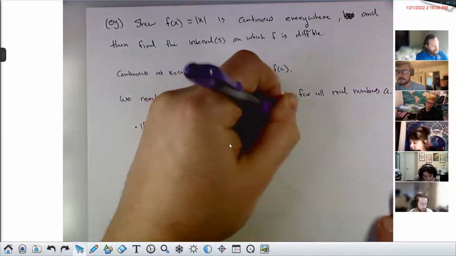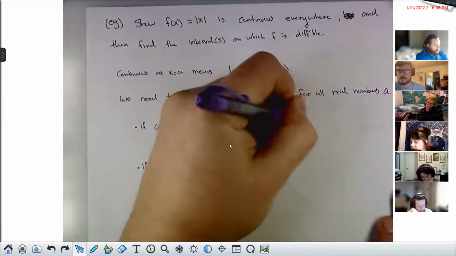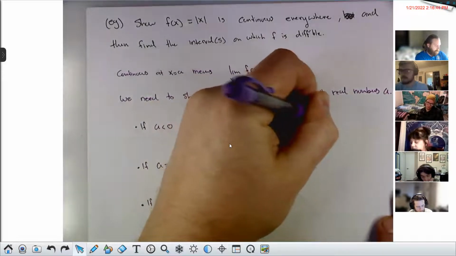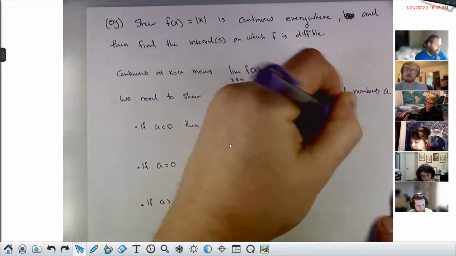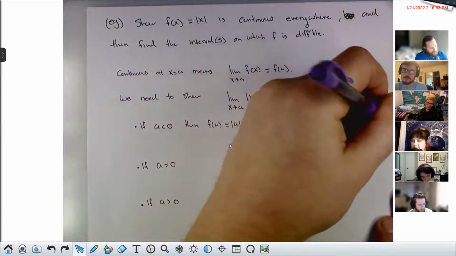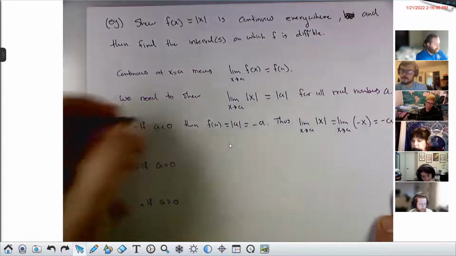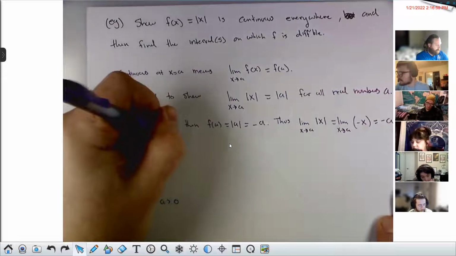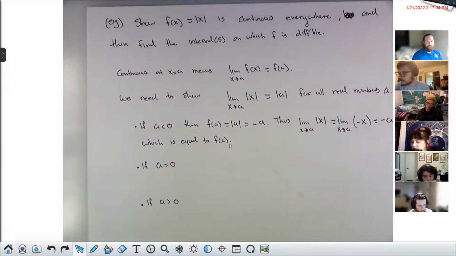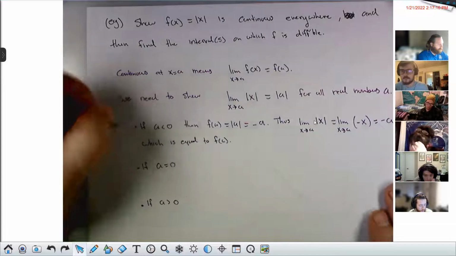Thus, the limit as x approaches a of the absolute value of x is the limit as x approaches a of negative x, which is negative a, which is equal to f of a, right? If f of a is negative a, and the limit as x approaches a of f of x is also negative a, then yeah, we're good. So that's a big old checkaroonie.